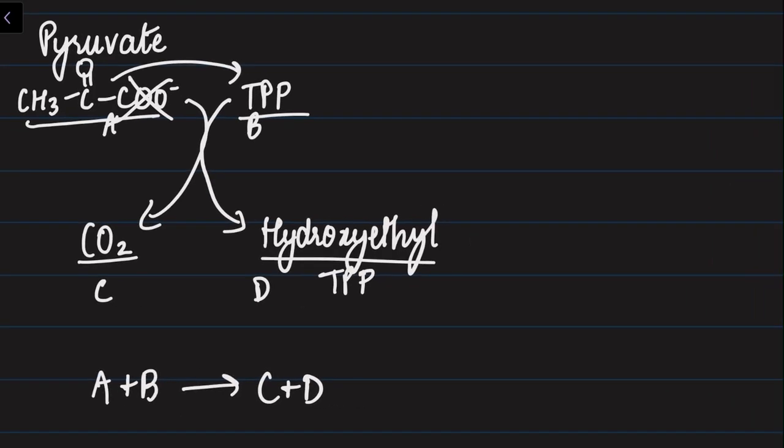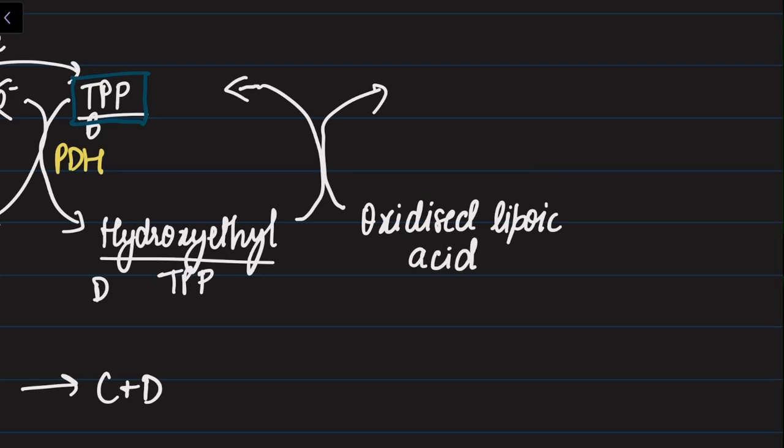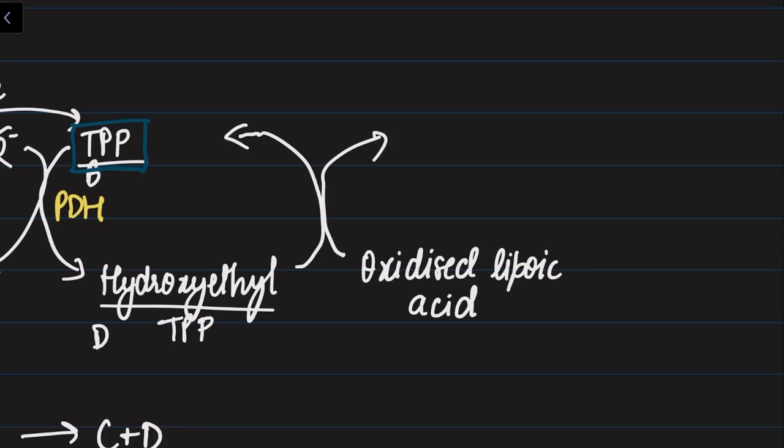And if you remember, the first enzyme is pyruvate dehydrogenase. And our first coenzyme is TPP. So one step done, let's move on. Hydroxyethyl TPP becomes TPP again in the presence of oxidized lipoic acid. Oxidized lipoic acid is sometimes just referred to as lipoamide, to give acetyl lipoamide.